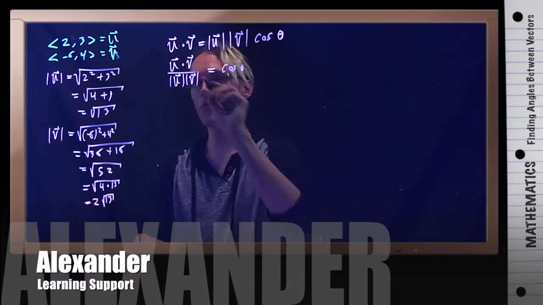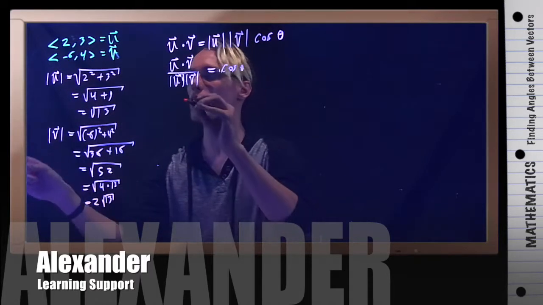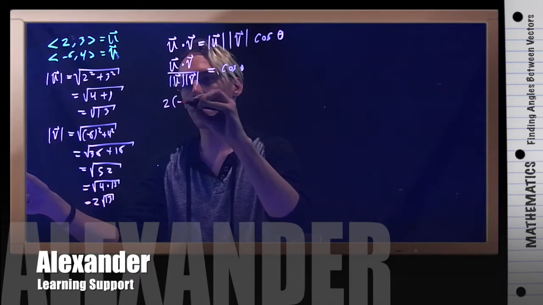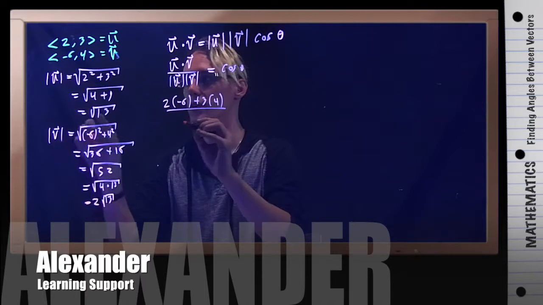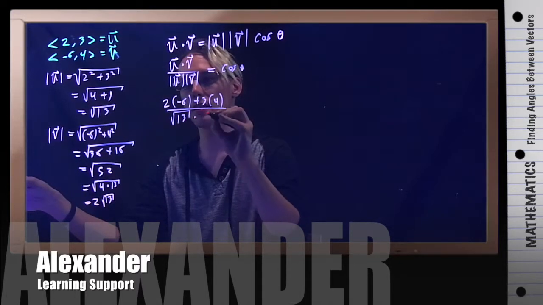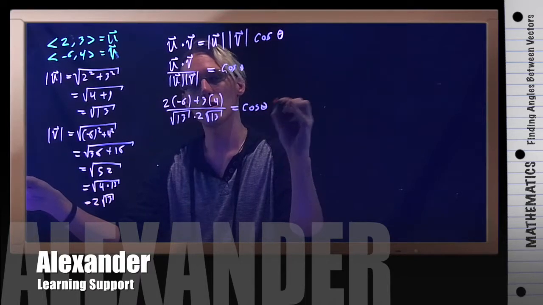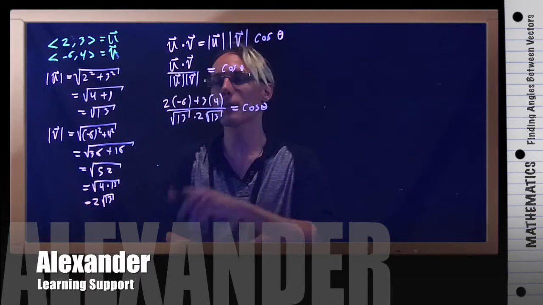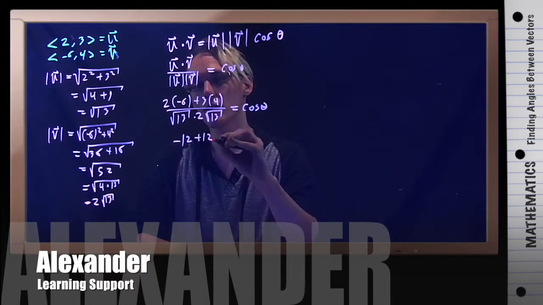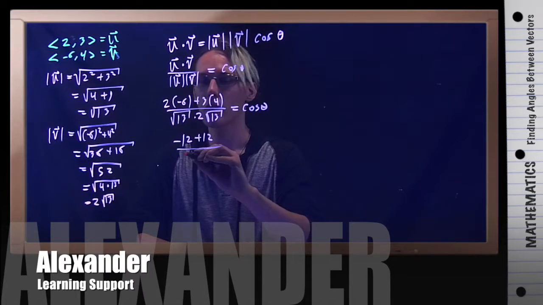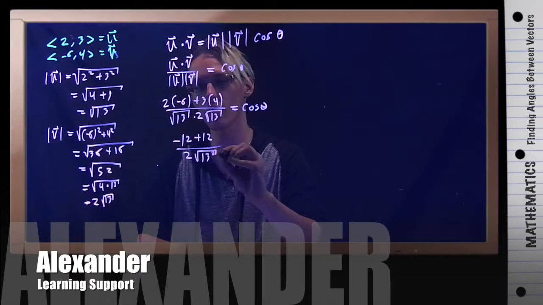Now I'll go ahead and calculate this over here. So if I do u dot v, remember that means you multiply the corresponding components and add up the result. So this would be 2 times negative 6 plus 3 times 4, all over the square root of 13 times 2 times the square root of 13, equals cosine of theta. Okay, well, 2 times negative 6 is negative 12. 3 times 4 is plus 12. And then down here, we've got 2 times the square root of 13 times 13, which is 13 squared, equals cosine of theta.